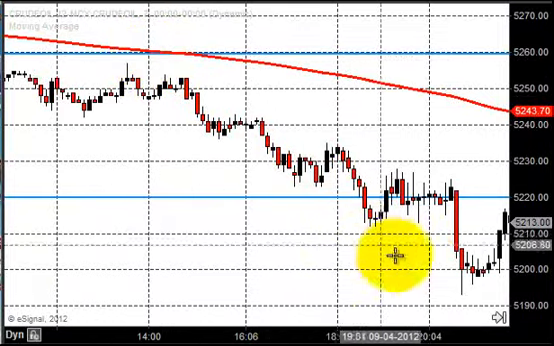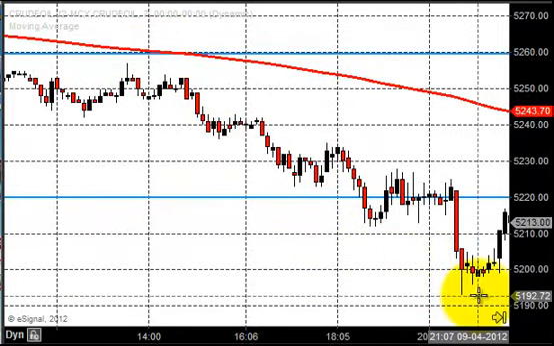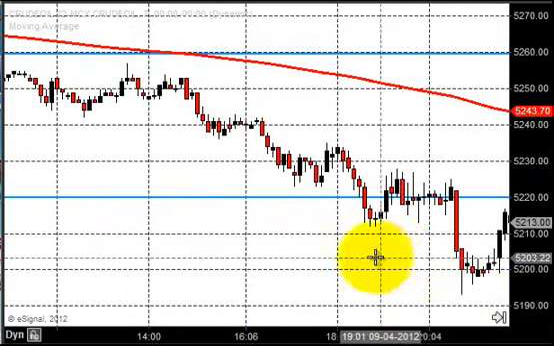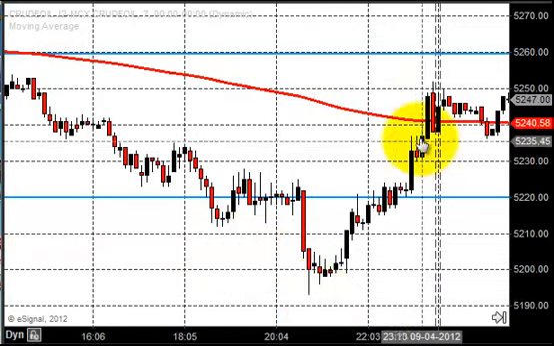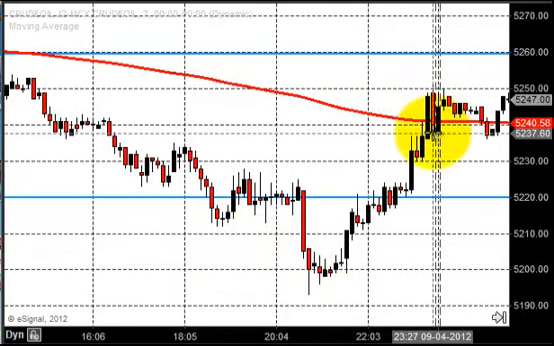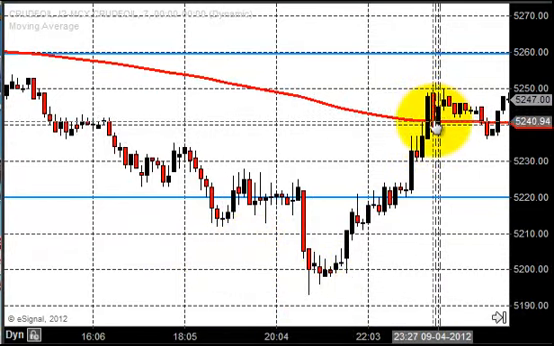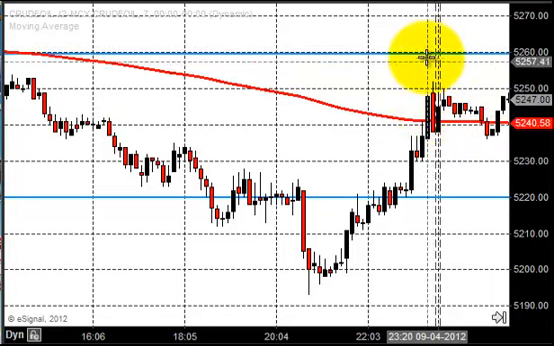So the market dropped down drastically. After reaching this 5200 zone, it gave a pullback. The price closed around 5240. This 5240 is just below this 5260, which was the opening on Monday.